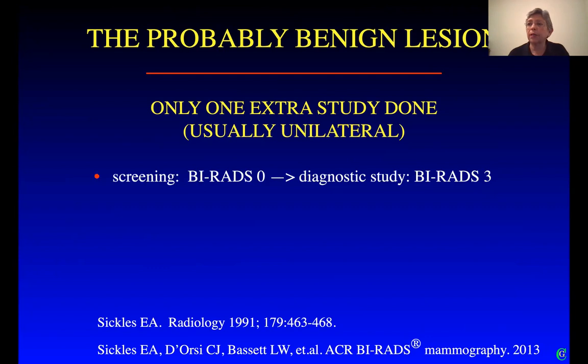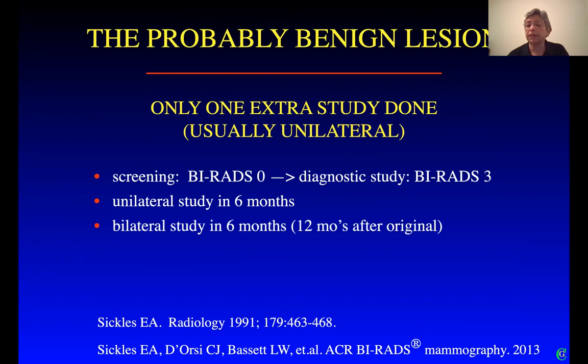So the patient has a screening mammogram, say a week ago. You give it a BI-RADS 0 for additional evaluation. She has a diagnostic study today. You determine that it is appropriate to categorize it as a BI-RADS 3 lesion. So what you're going to do is a unilateral study in 6 months. At that point, you can decide it's benign and down categorize her to a 2, or you keep it as a category 3, or potentially you put it into a BI-RADS 4 because you think it needs biopsy. If you leave it as a BI-RADS 3, the patient has a bilateral study in 6 months.